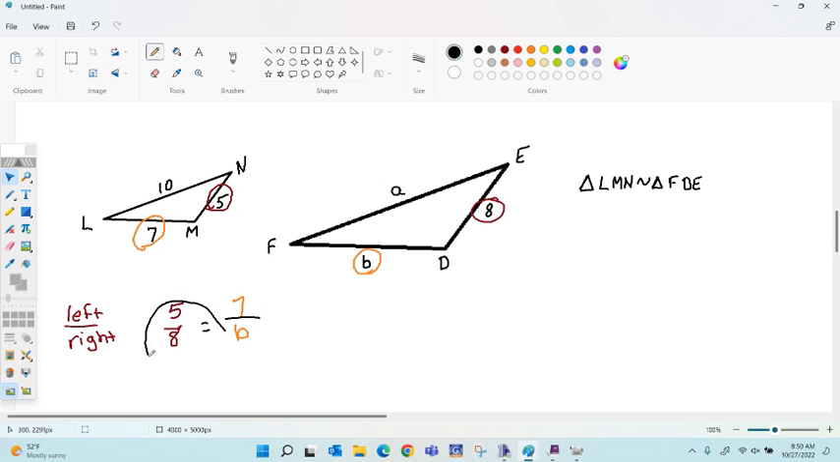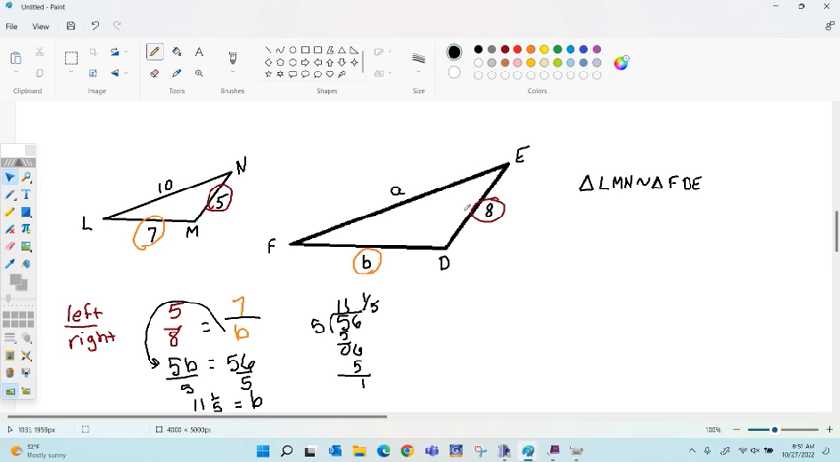So I can cross multiply, and I can do 5b equals 56. This one's kind of easier to just go ahead and divide out. 56 divided by 5 is 11 and 1/5. So 11 and 1/5 is B. On this one, if you put it in the calculator, it would say 11.2. If the fraction ends, you can just go ahead and leave it like that.